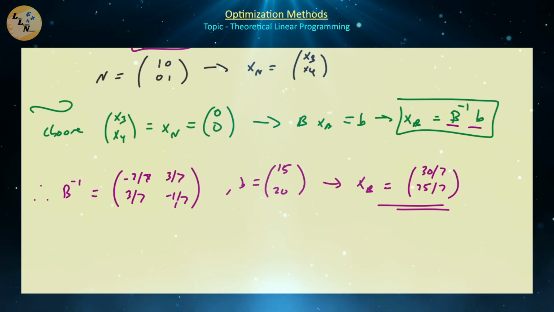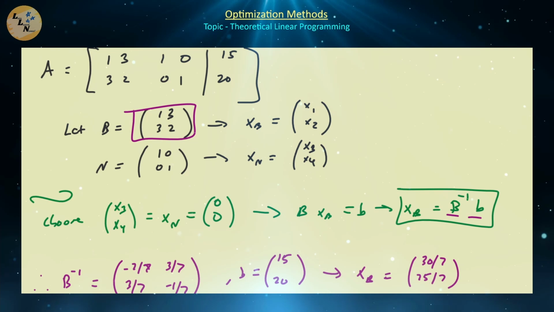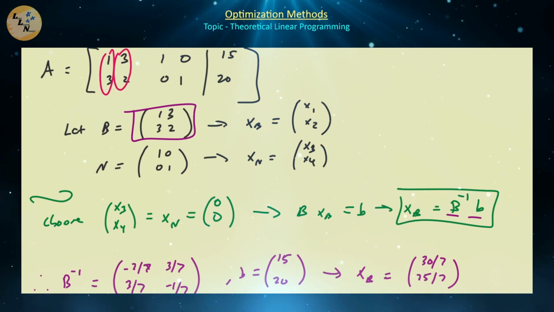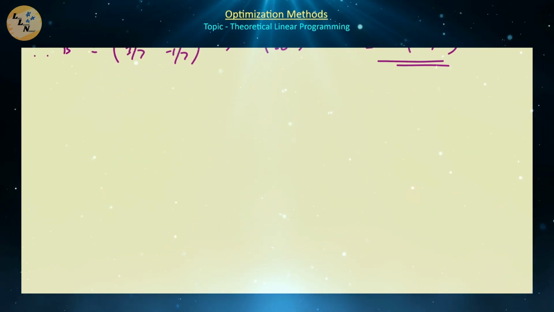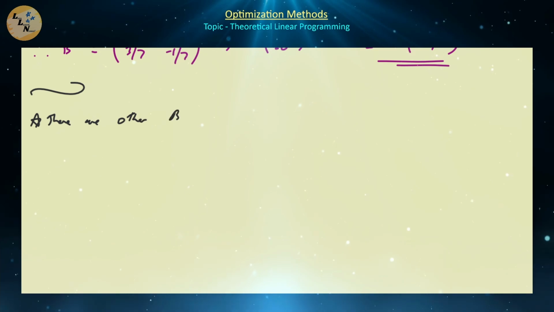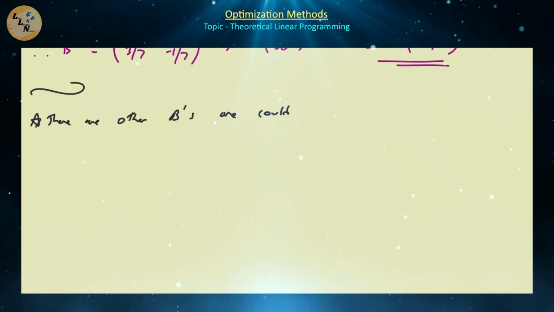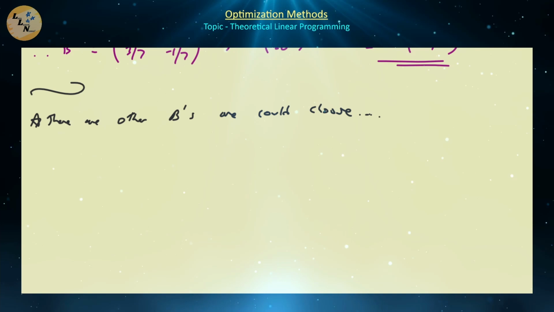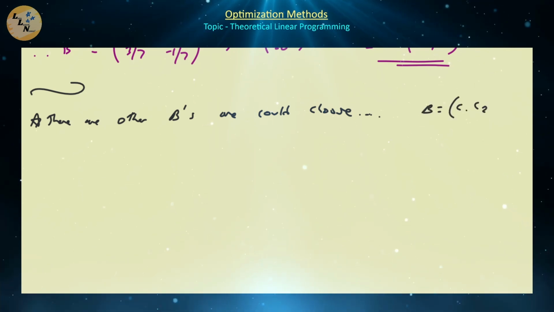Now, are there other basic feasible solutions that one may generate? Notice for our basis matrix B, we selected columns 1 and 2, which are indeed independent. But could you choose some other columns? You definitely can. So let's work through one of them. Let's choose columns 1 and 4. There are other B's one could choose. We've already chosen B to be column 1 and column 2, and that gives us a very familiar solution.